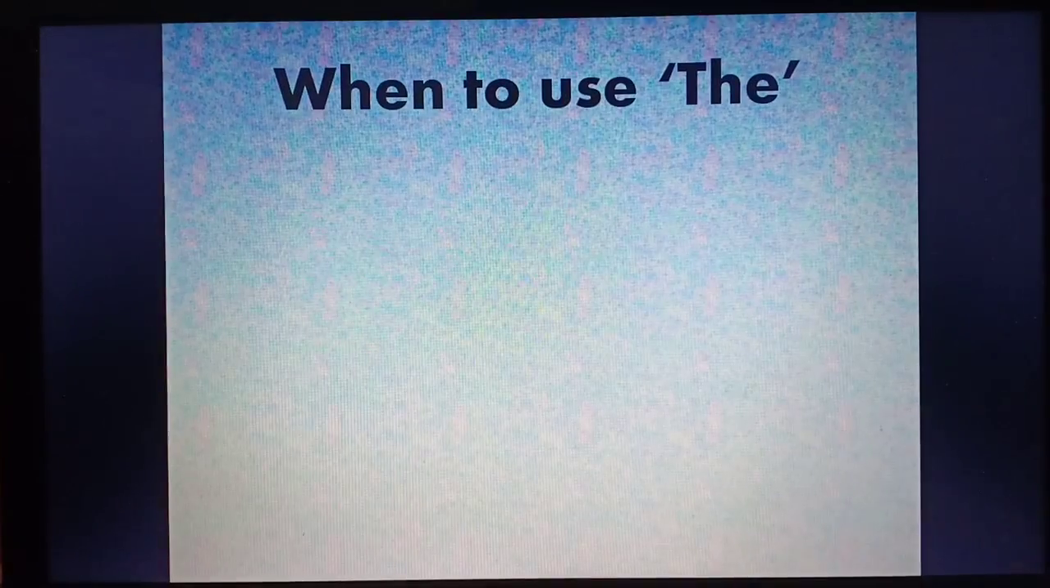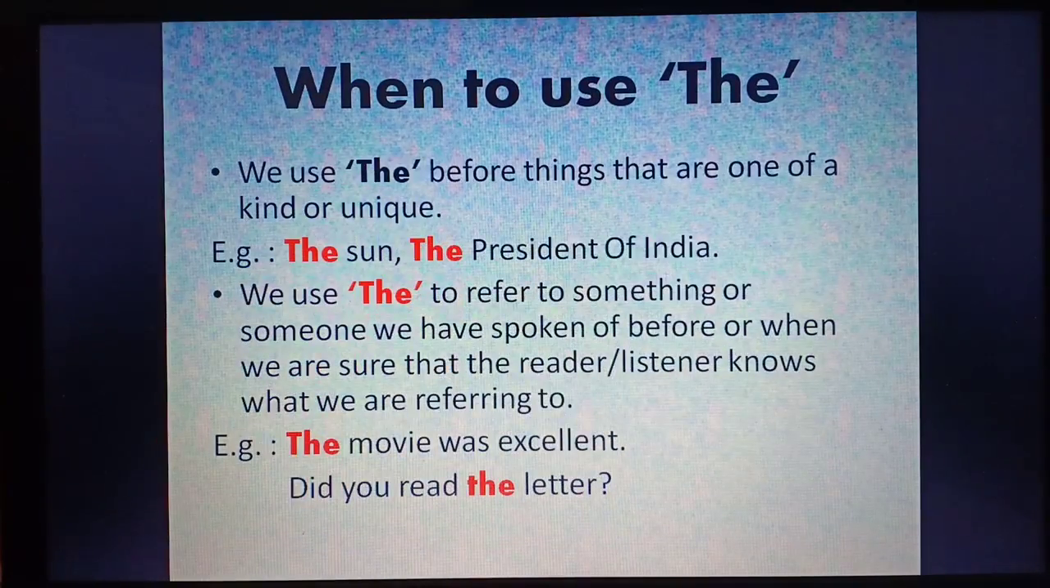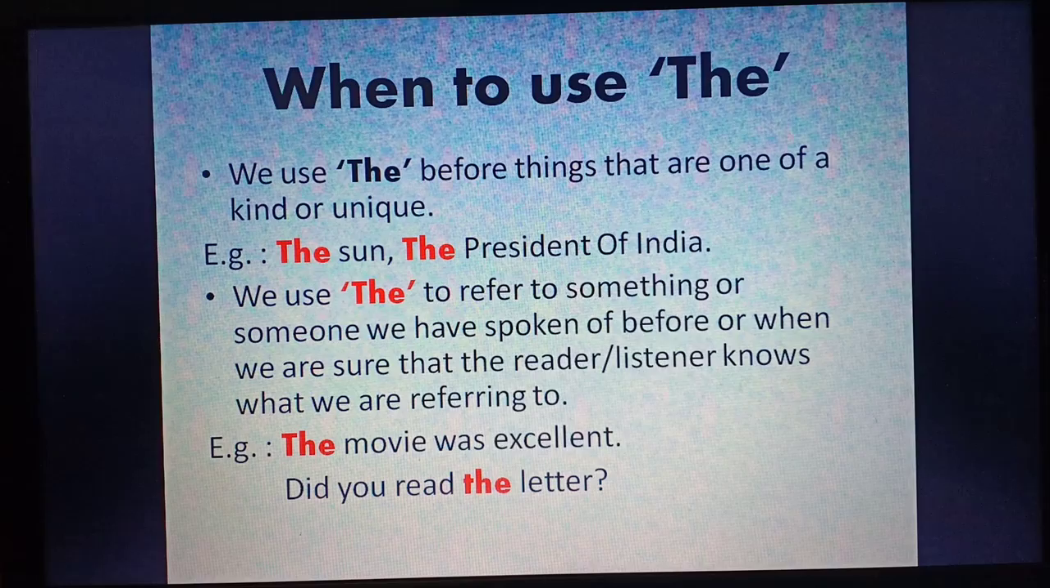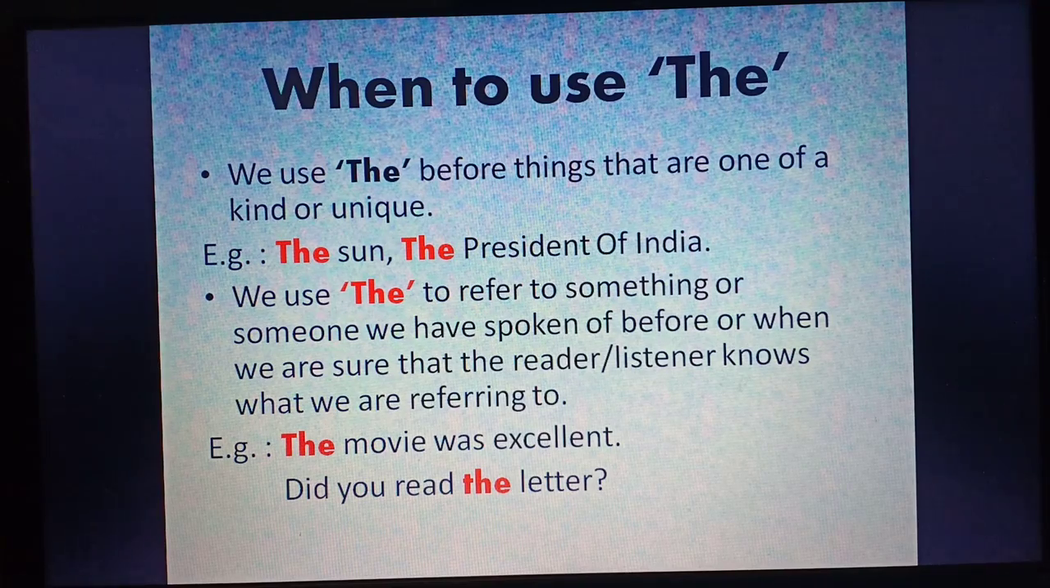I hope you understood. Now, when to use the? The is used in various cases. Let's see it. We use the before things that are one of a kind or unique. For example, the sun, the President of India. These are all specific things. There is only one sun, one President of India. That's why we are using the.